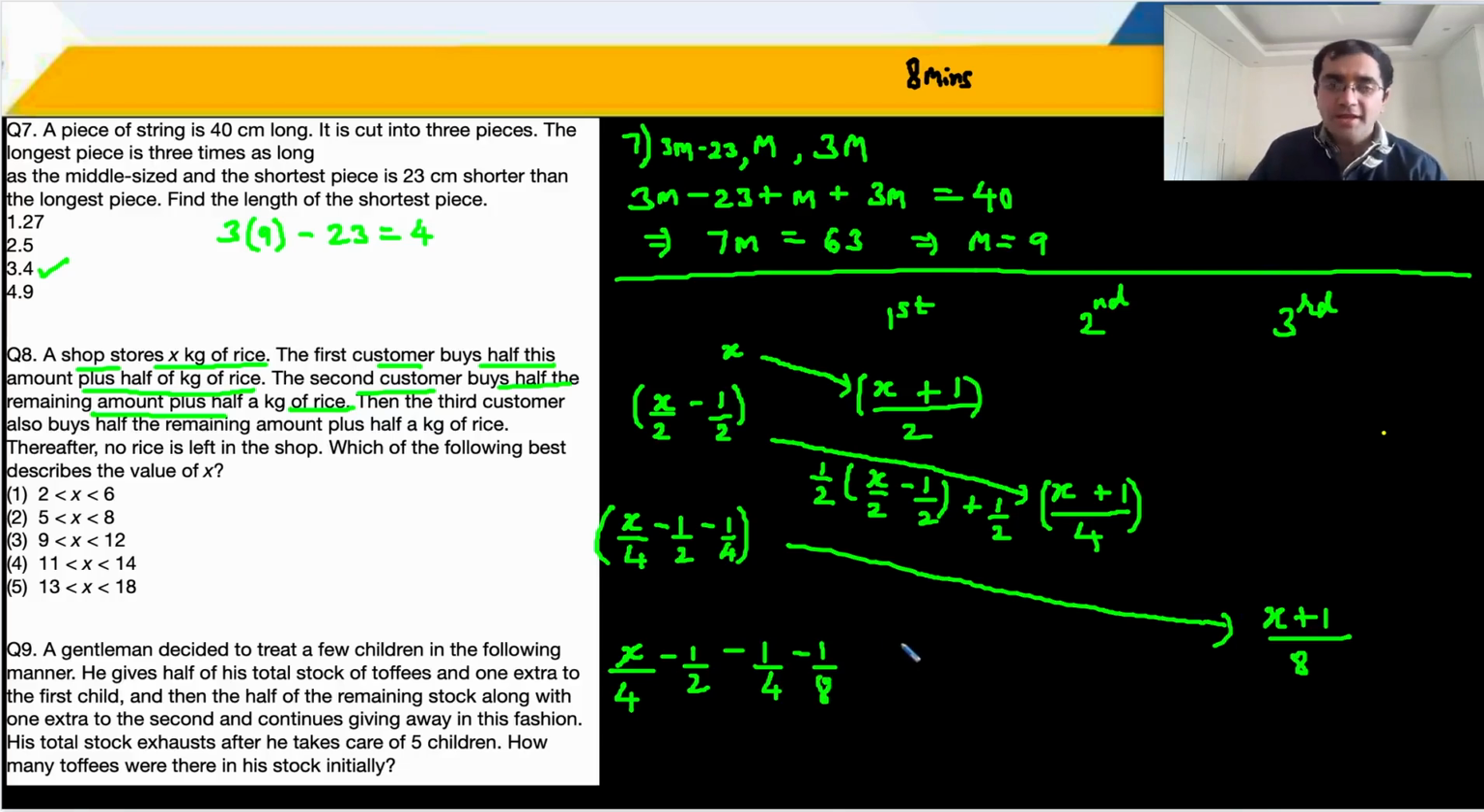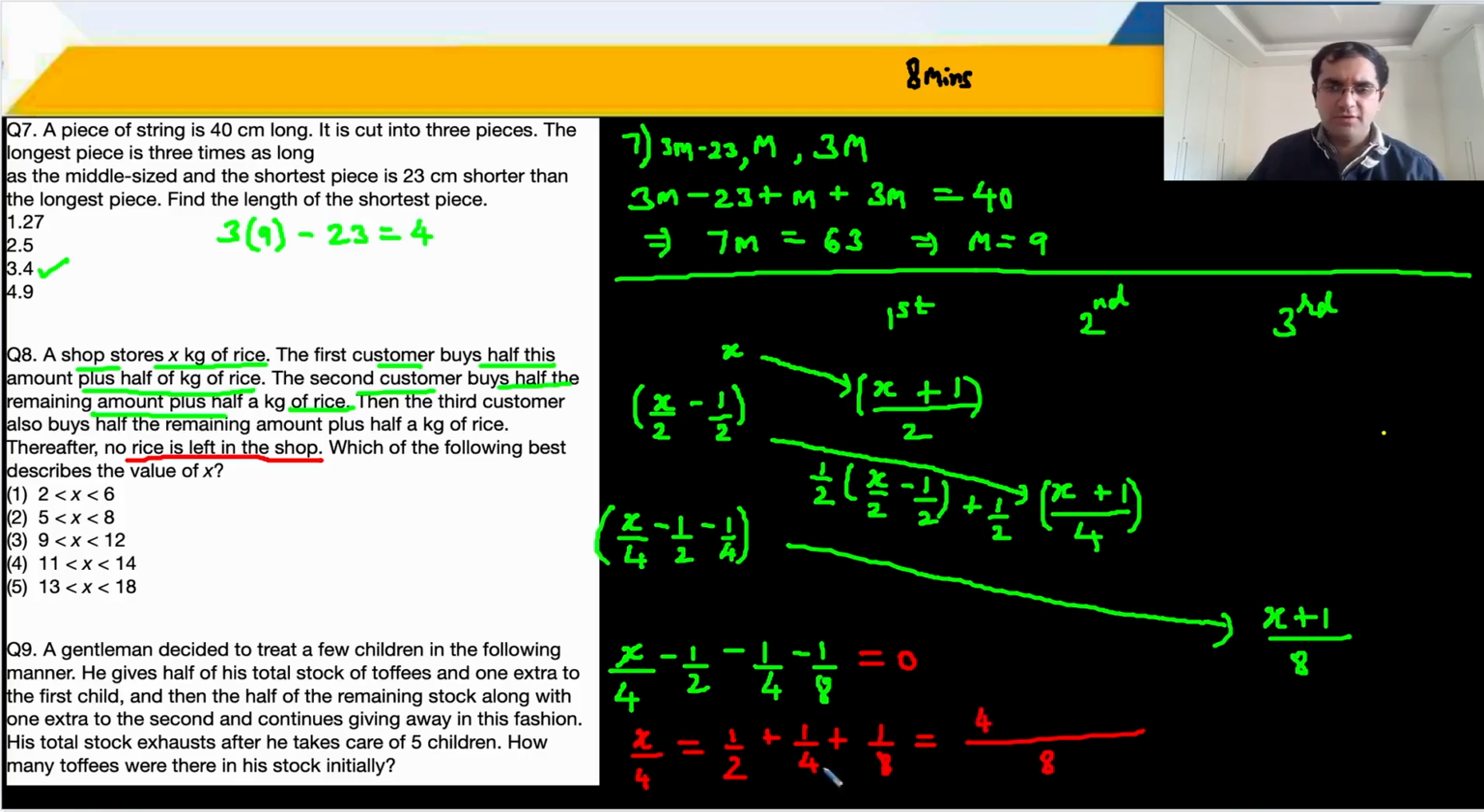All right. Now, after giving to the third customer, there is no rice left in the shop. So this becomes equal to 0. Solve for X. Okay, let me solve that also for you. X upon 4 is equal to 1 by 2 plus 1 by 4 plus 1 by 8. Take an LCM.